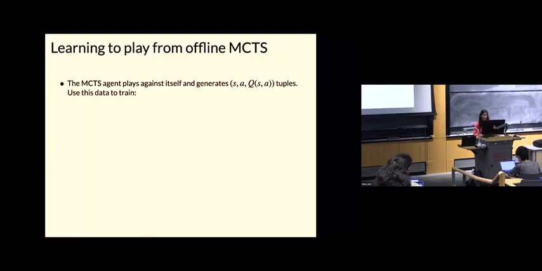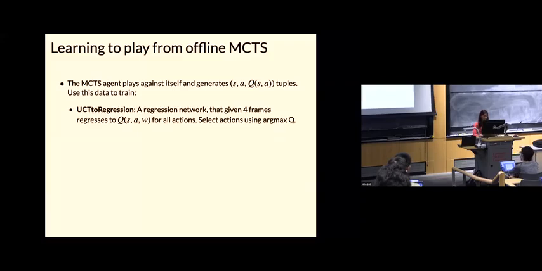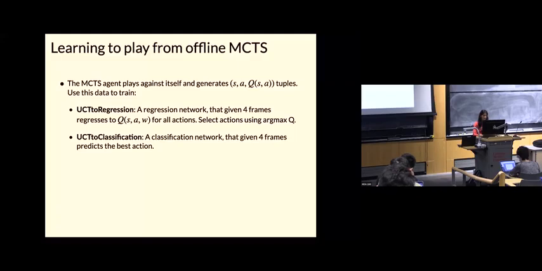And then they say, once I collect this huge dataset from my planning process, I'm going to use it to train two agents. The first is a regression that, given a state and action, regresses to the corresponding Q of that action, and then I will select actions using the argmax of that Q. The second is a classifier that, given 4 frames as input, much like the deep Q network, where the 4 frames were always concatenated and fed into that Q function, just predicts the best out of the 18 actions. So either I'm going to train a regression network or a classification network.